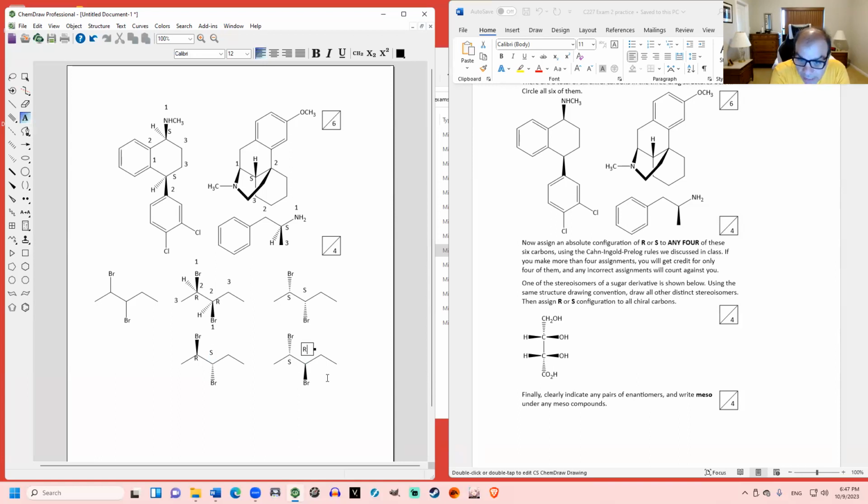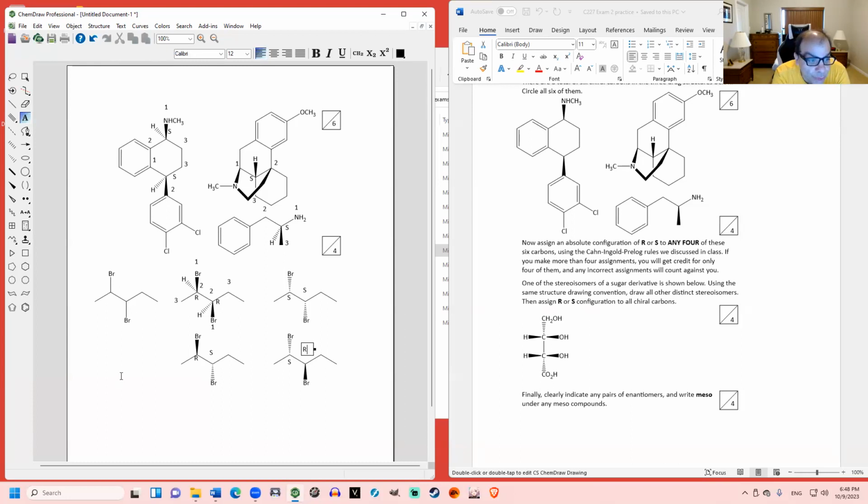So bottom line, if you're given a structure like this and asked to draw all of the stereoisomers, systematically go through all of the possibilities. If there are only 2 chiral carbons, which is how we did it in class, then you're going to have 4 possibilities, and you just need to make sure as to whether there's a meso compound or not. And you can tell if it's a meso compound if there's a plane of symmetry. And there is none here. That means all 4 stereoisomers will be distinct.